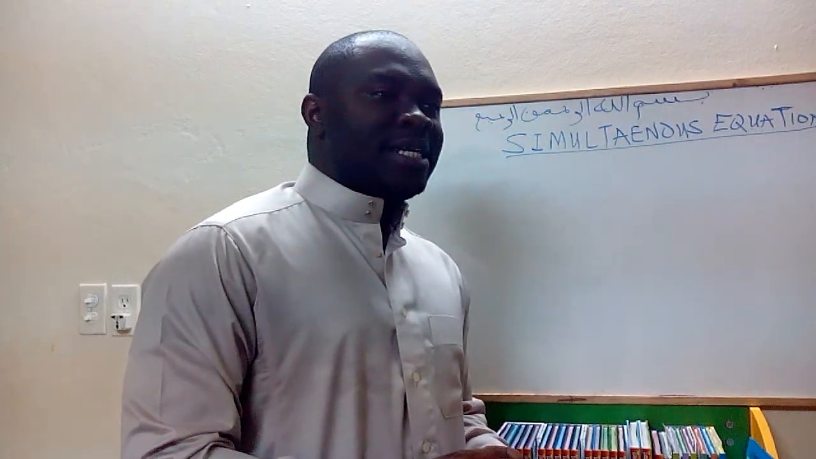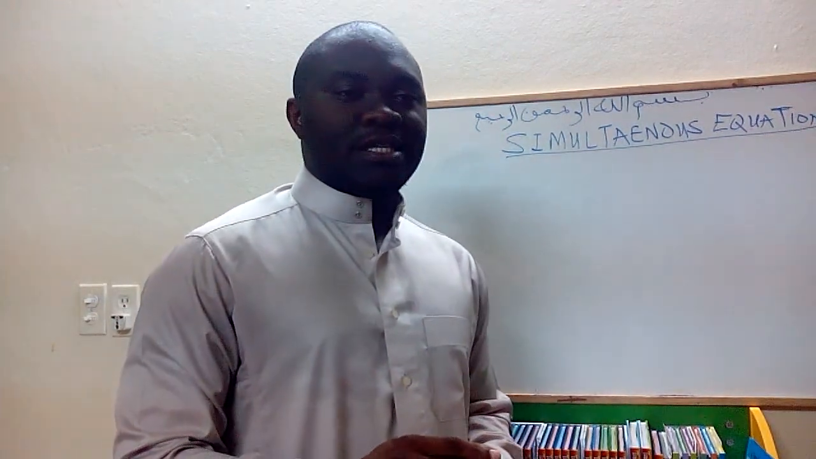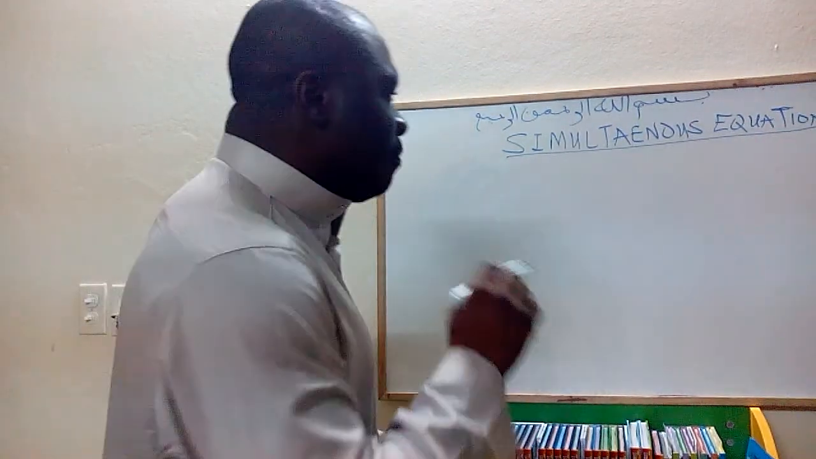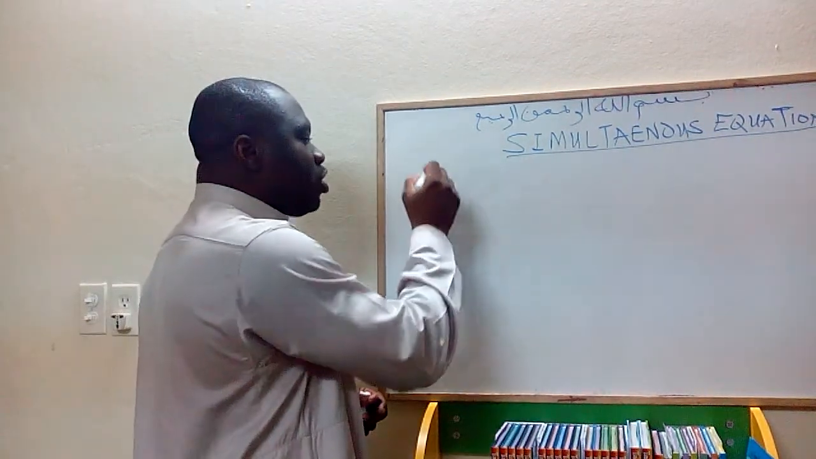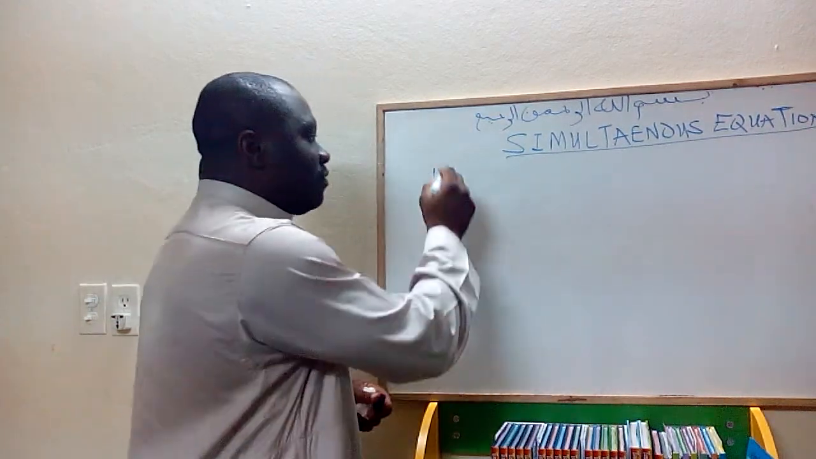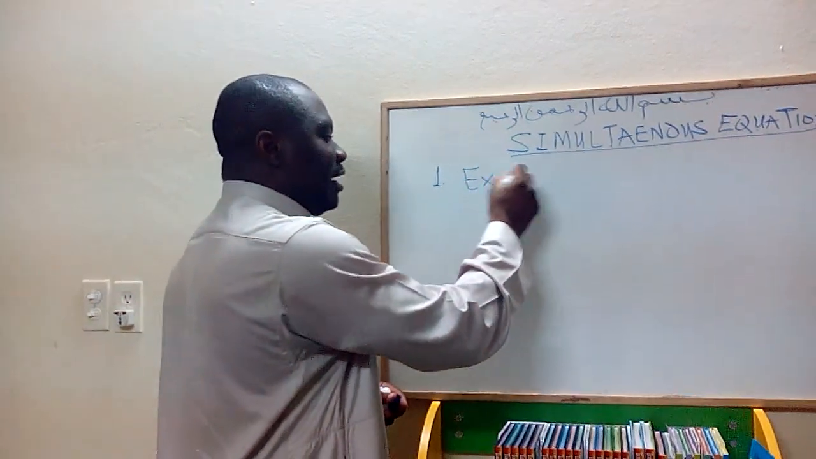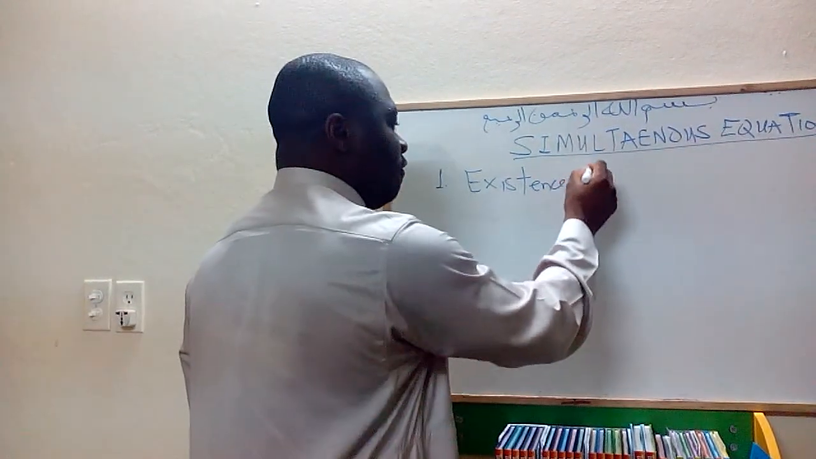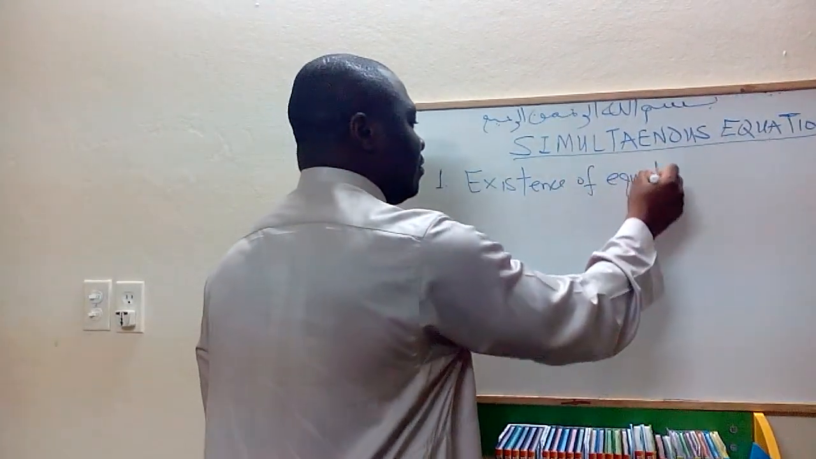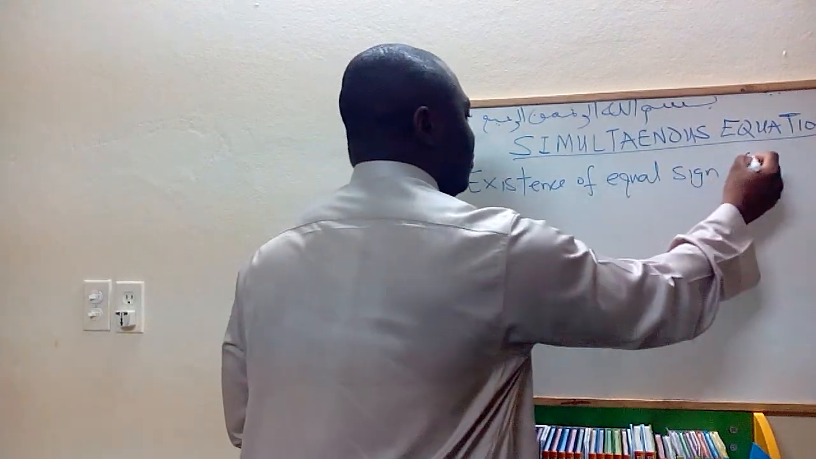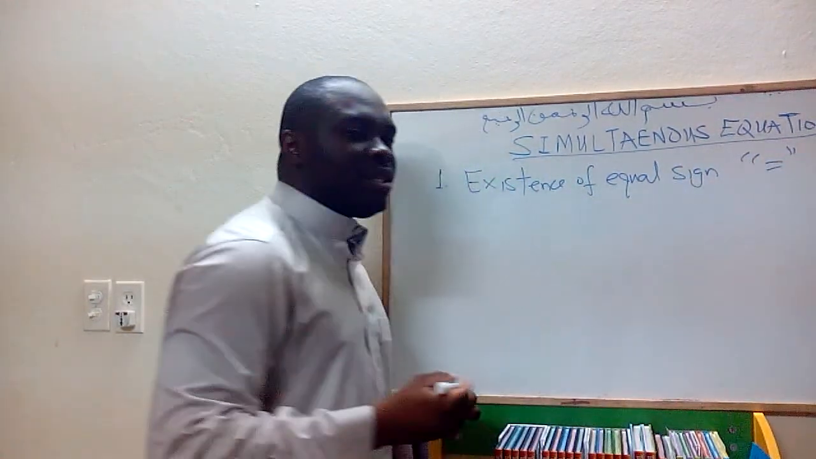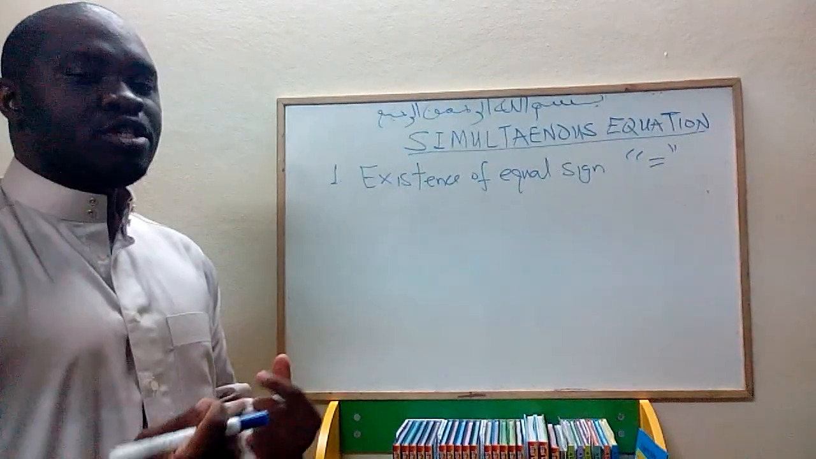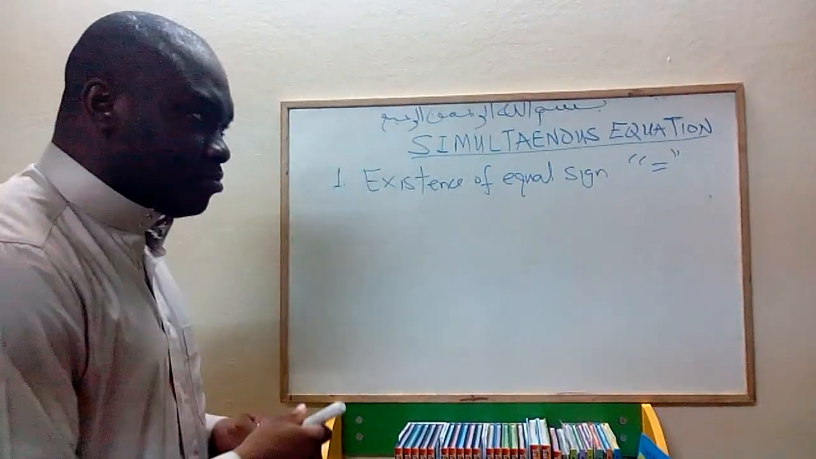We also need to understand that for an equation to exist, there are three important things that characterize an equation. One of them is, first of all, the existence of an equal sign. That is one thing that characterizes an equation. Equation, equal. There must be an equal sign.